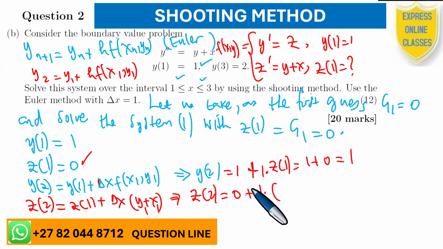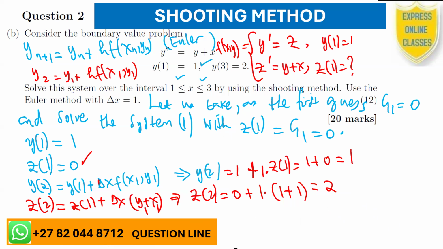Now, what is Y1? It's 1. What is X1? X1 is also 1. Well, X1 is the first one here. We add everything, and the result is 2. This gives us that 2 equals 2 by the shooting method. But we're not done yet because we must go on. We must go from 1 up to 3 for x.